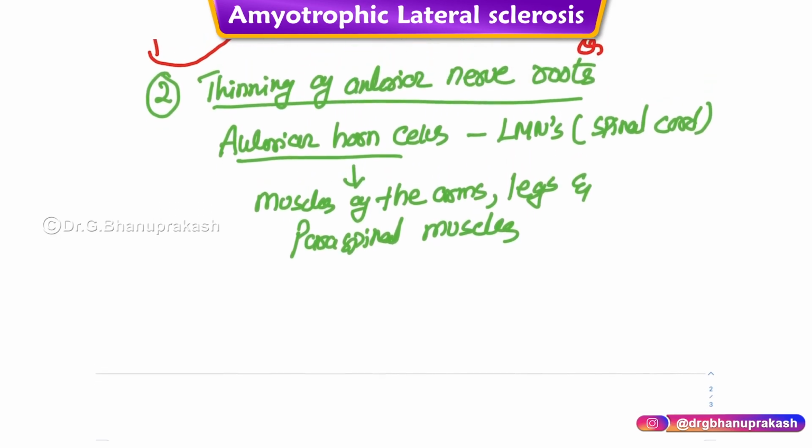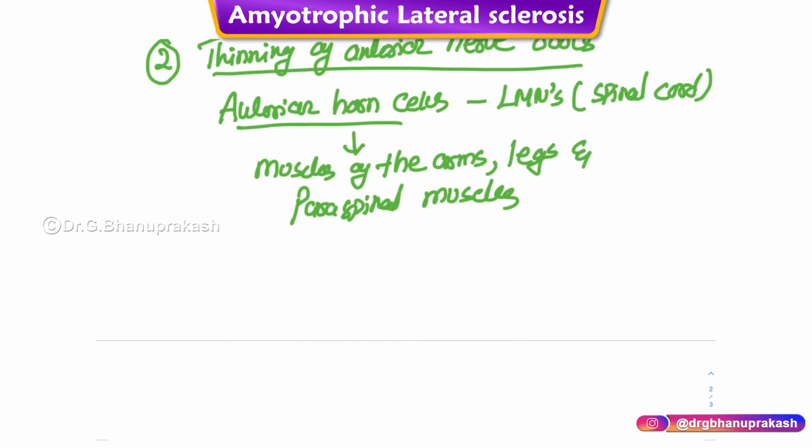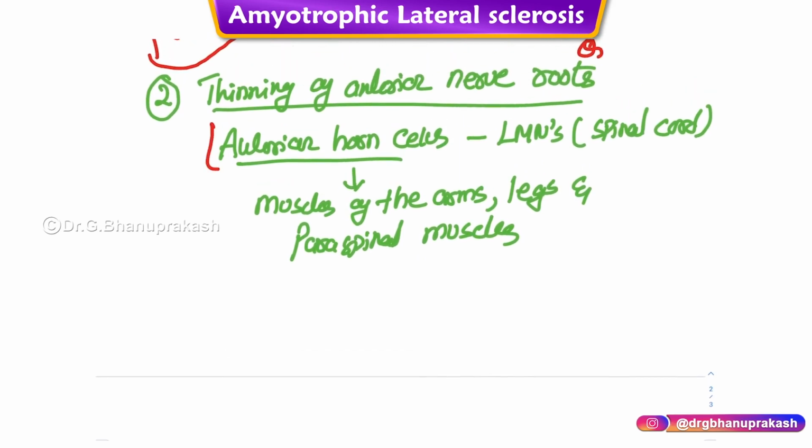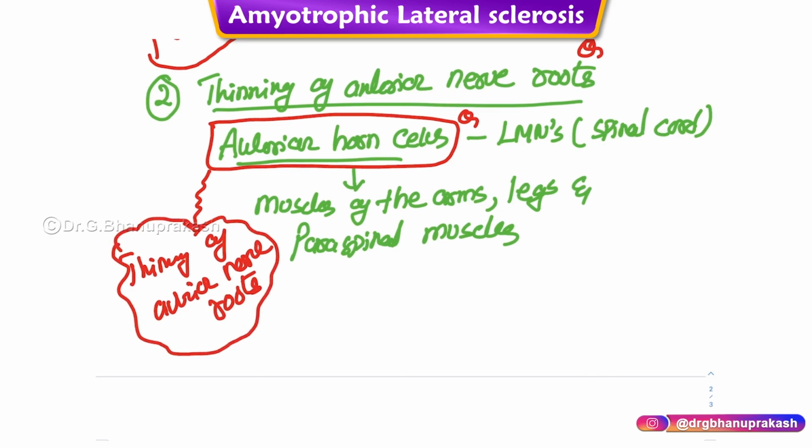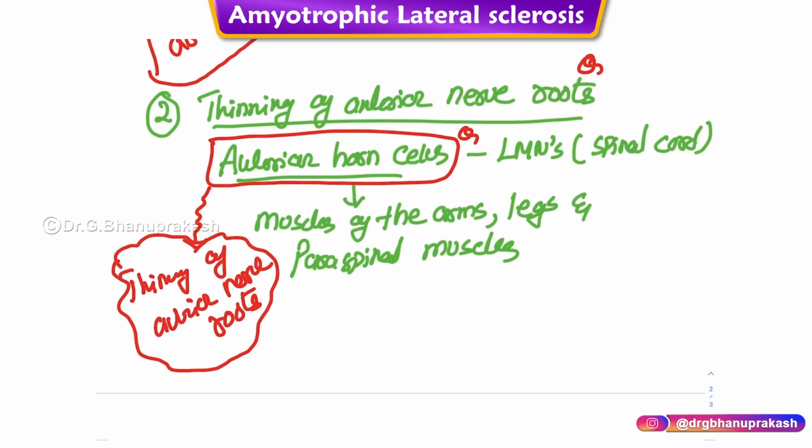So here in ALS, there is a progressive degeneration of these cells. There's a progressive degeneration of anterior horn cells. So then what will happen? There will be a thinning of the anterior nerve roots. So what will happen, guys? Thinning of anterior nerve roots. So this is another important morphological feature we will see in ALS.